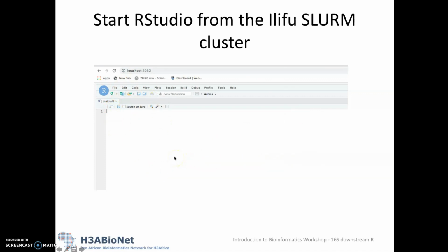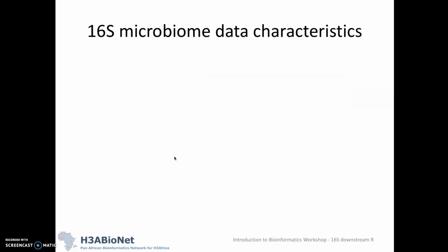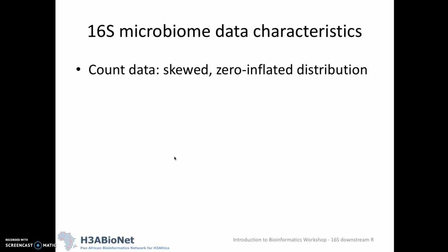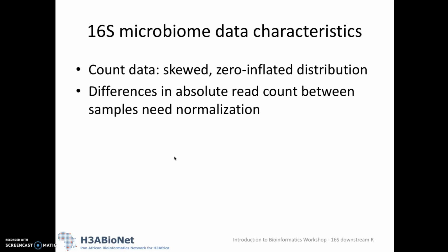Okay, so now we can move on to discuss the packages we're going to use and why we need them. So 16S microbiome data have specific characteristics. It's count data, and that data often has a skewed distribution, and it's zero inflated, so that means there are a lot of zero counts in our data frame for samples where that specific OTU may not be present. And there are also differences in absolute read counts between samples, and therefore we're going to have to normalize all samples so we can compare between samples.